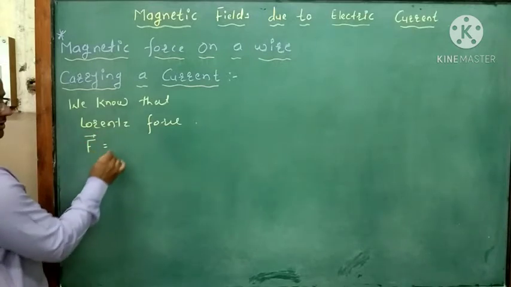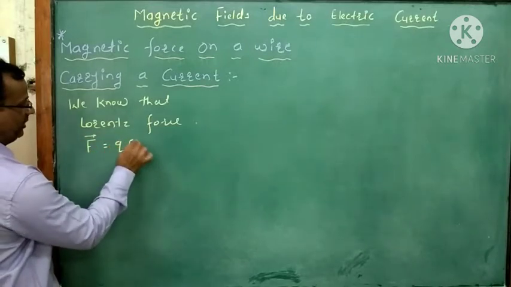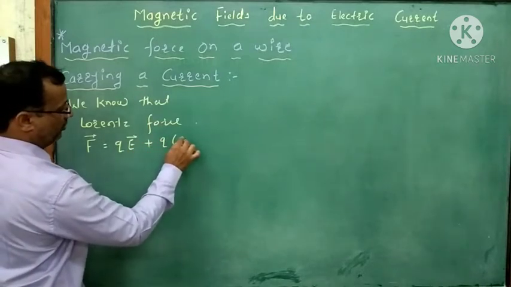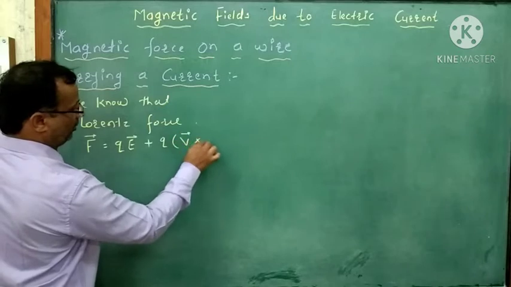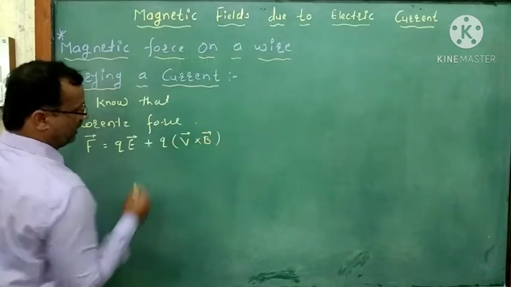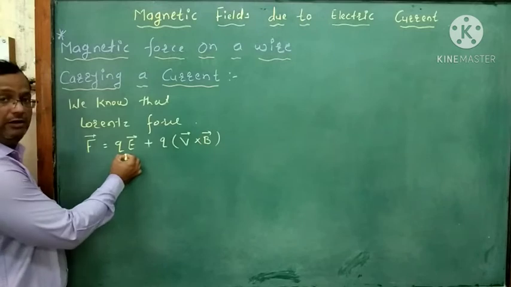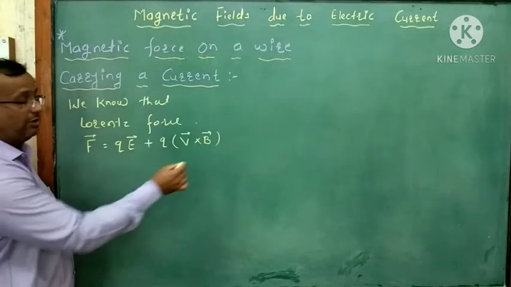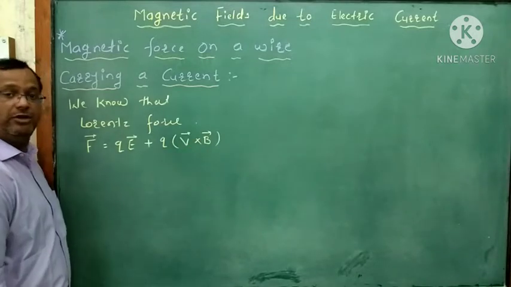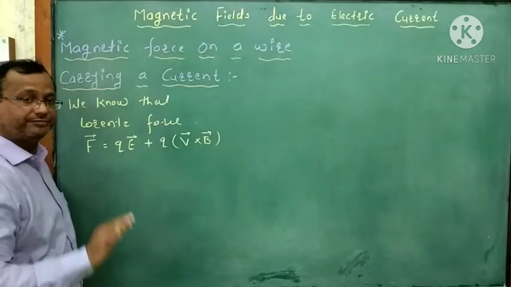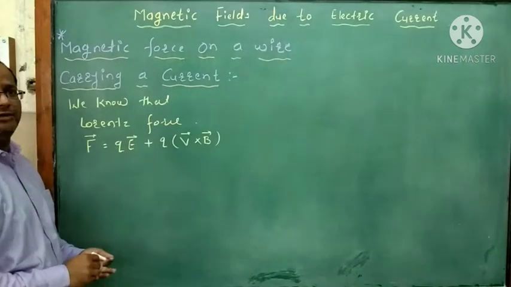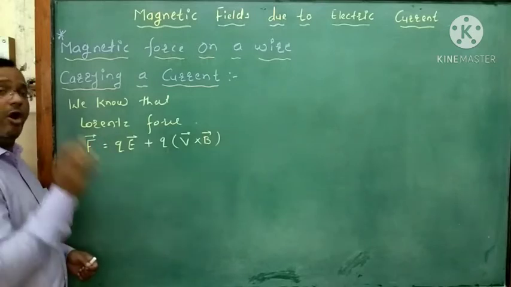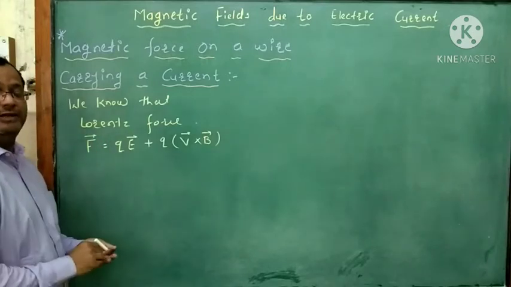F is equal to the charge into the electric field intensity plus charge into V cross B. In that, this will be the electrostatic force acting on the charged particle, and now this will be the magnetic force acting on the charged particle. Right? Now, from that, we want to find out the force acting on the conductor inside the magnetic field.